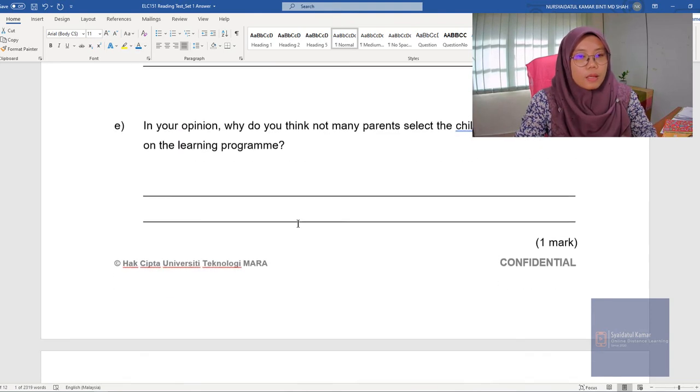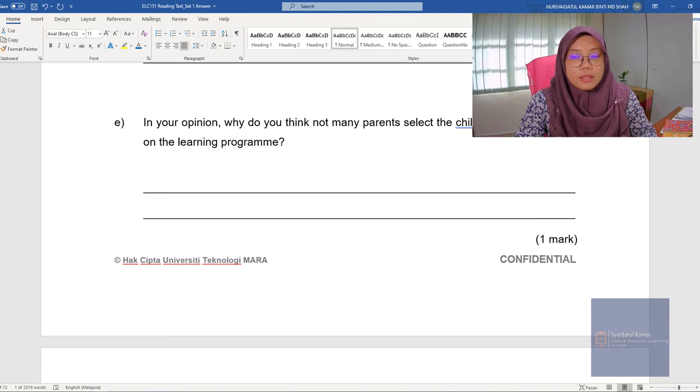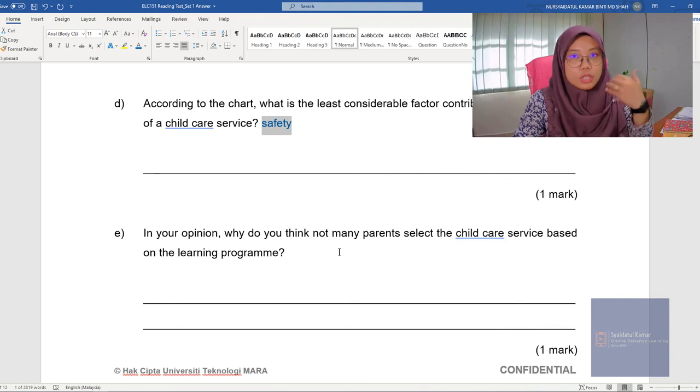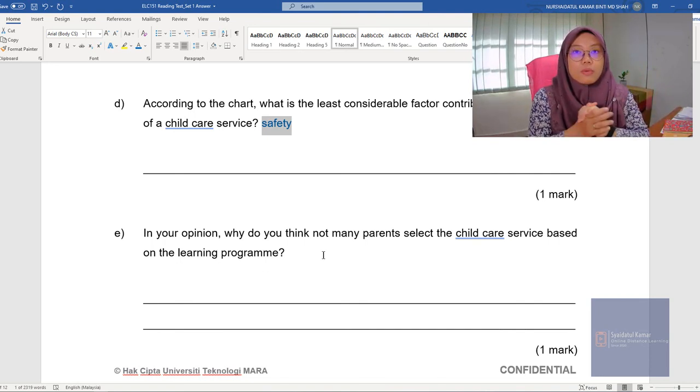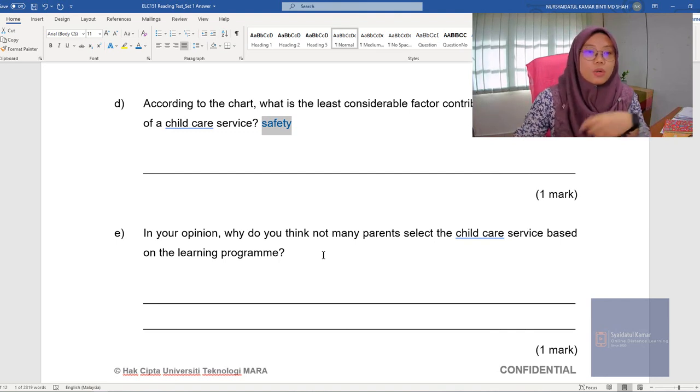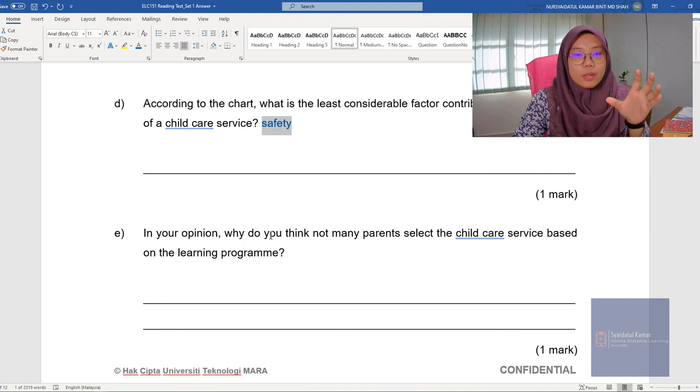And the last question, in your opinion, why do you think not many parents select the childcare service based on the learning program? Feel free to just give your opinion, but it has to answer this problem. Some of the answers could be because the children are still young, so it's not really important to consider the learning program because they are only 2 to 5 years old. Or probably because the location is more important than the learning program, since the parents can easily take the children there. Just give any of your opinion, however it has to answer this question.